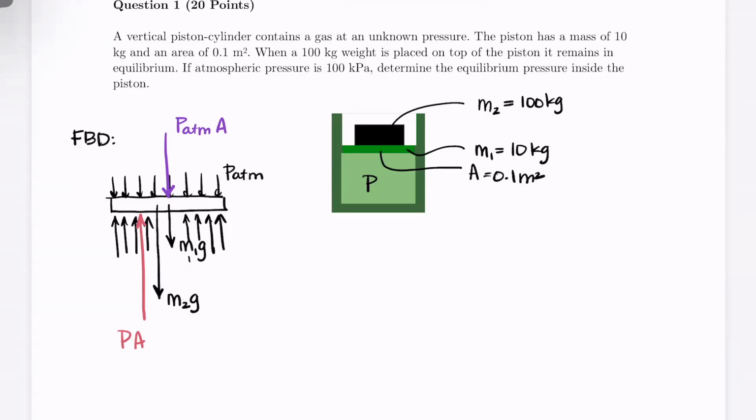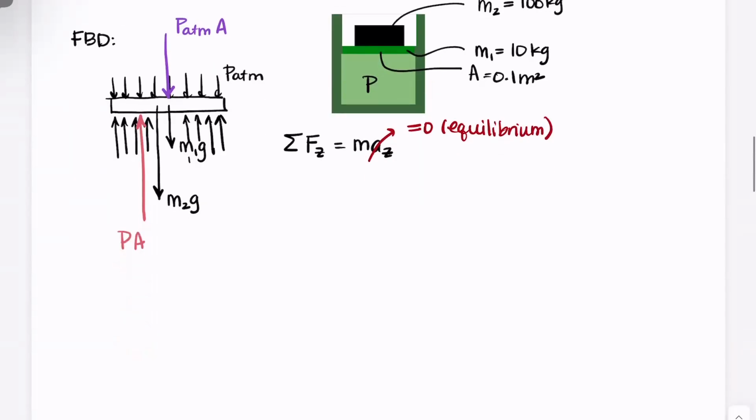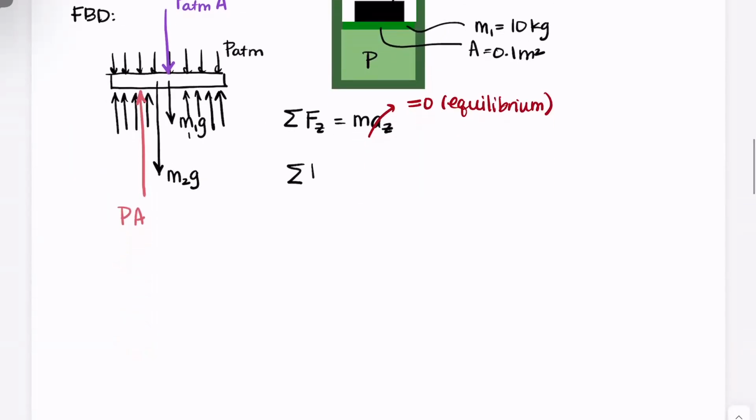Okay, cool. So now that we have our free body diagram, I am going to use the sum of the forces in the z direction is equal to mass times acceleration in the z direction. What can we say about the right-hand side of this equation? There's no acceleration because we're at equilibrium, right? Excellent. So I can say that all of my forces summed in the z direction is equal to 0.